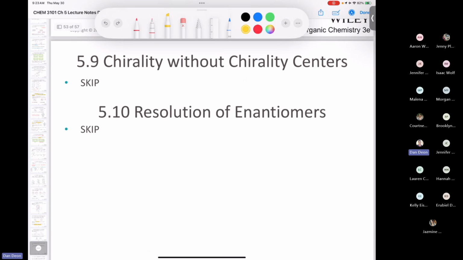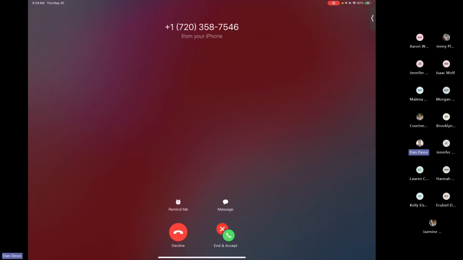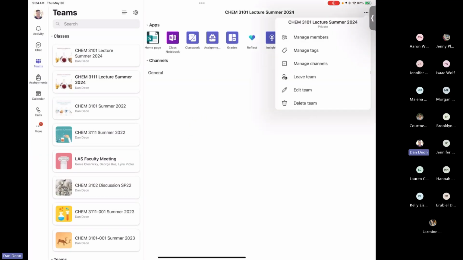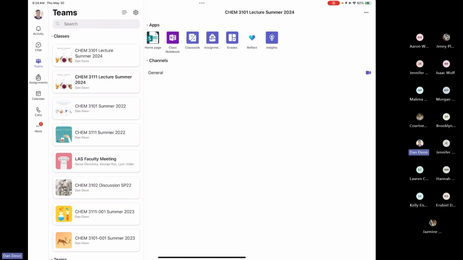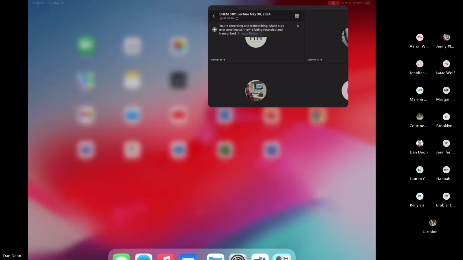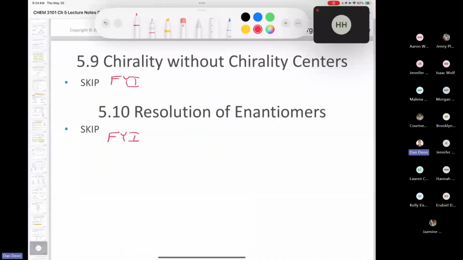Section 5.9, chirality without chirality centers. We're going to skip that, as well as the section on resolving enantiomers, so separating enantiomers, which have the same physical properties. I will leave that as an FYI, okay? I would recommend reading through it, which I think both of these sections are really short, but I would just kind of thumb through it and check it out very quickly. Sorry about that, everybody. So I would go through those kind of quickly.